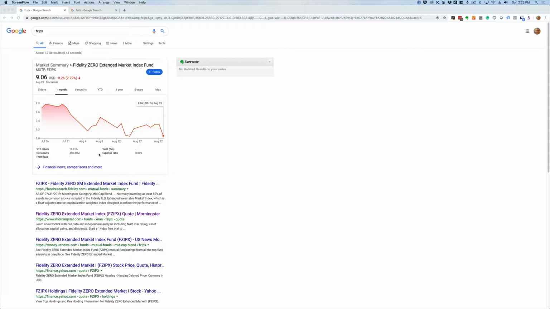But just from this snapshot in Google, we can see its year to date return, that's what YTD stands for, just over 19%. About $418 million is invested in this fund. Its expense ratio is 0%. That's interesting, right? It doesn't have an expense ratio. That's what the zero means, by the way.